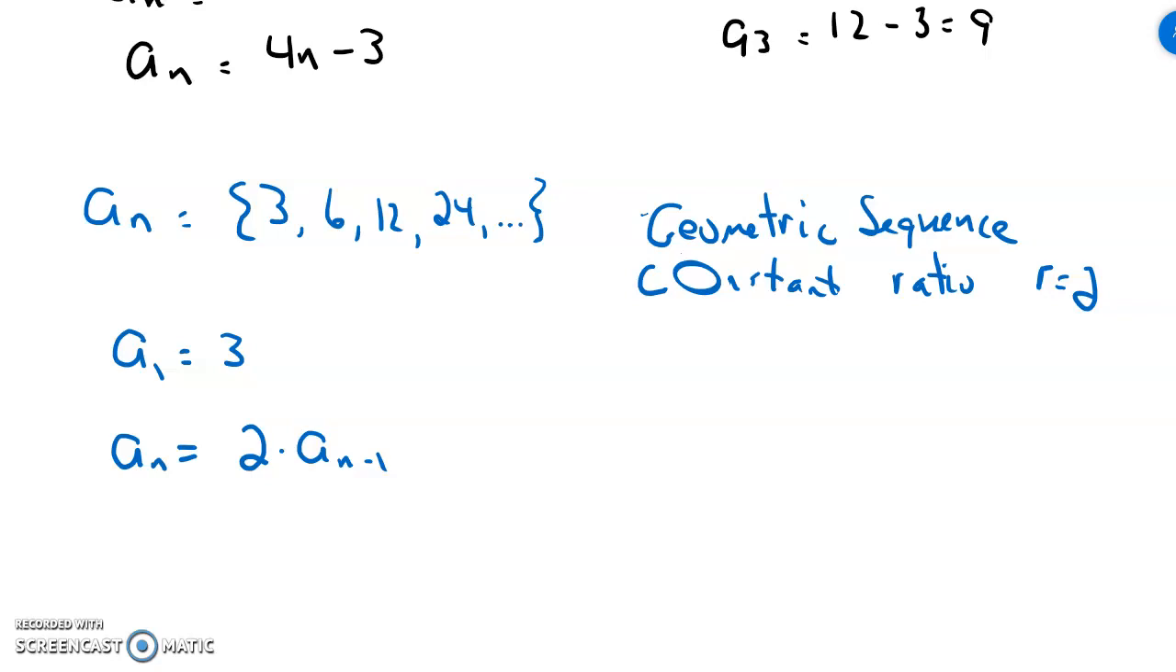So here I've got a recursive formula for my geometric sequence, right? I'm using two different words here. One as a way to name the formula, the other as a way to name the sequence.